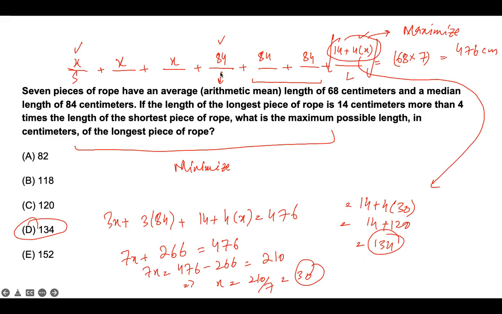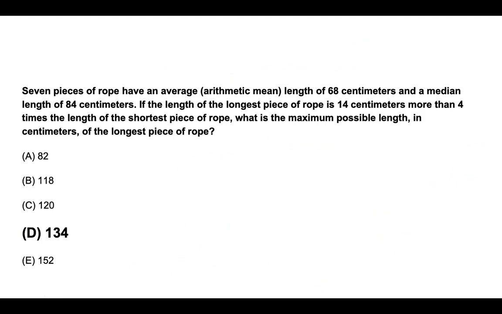Moving again, just to give an idea, if this is a median and you want to minimize the value above this, those could be minimized when these are equal to the median. And as this is the lowest value, you minimize these 2. These 2 could be equal to that, so that these are minimum. So just add all of these, equate to 476. You will find the maximum possible length of the longest piece of rope, which is 134. The answer for this question is 134.